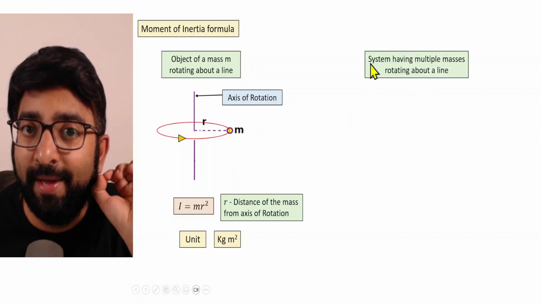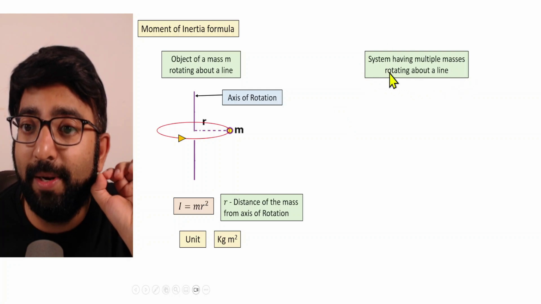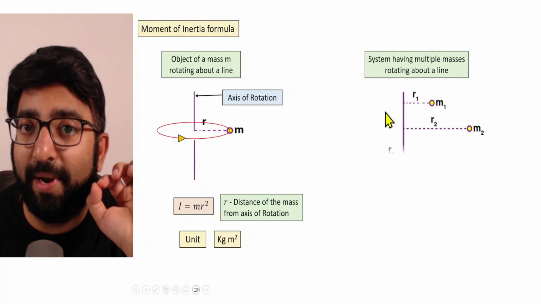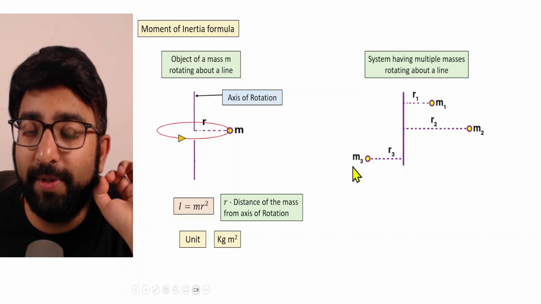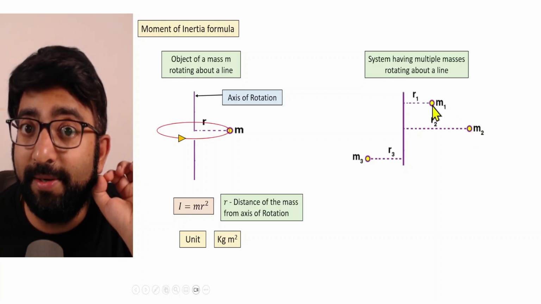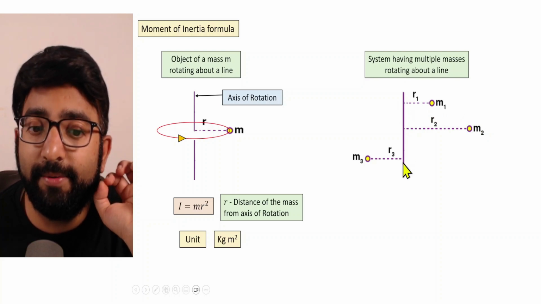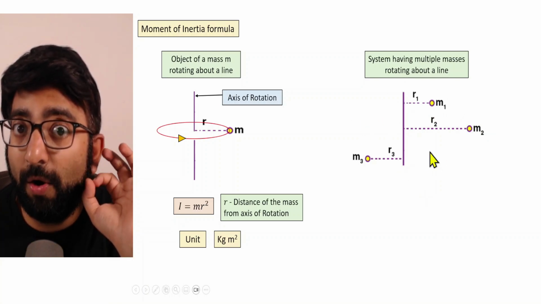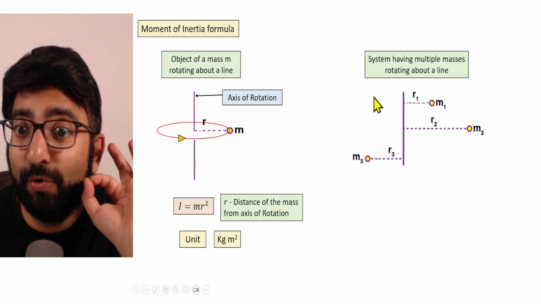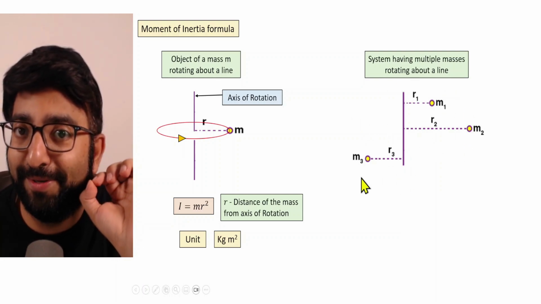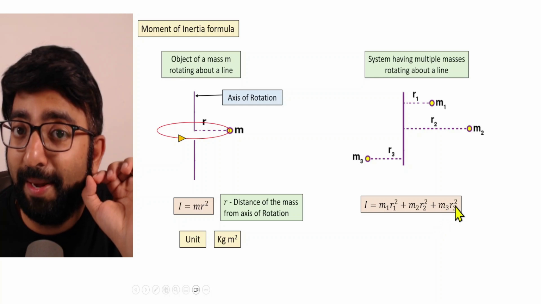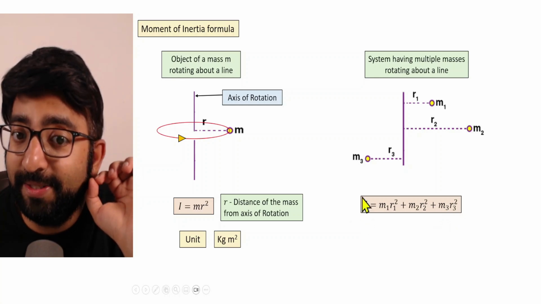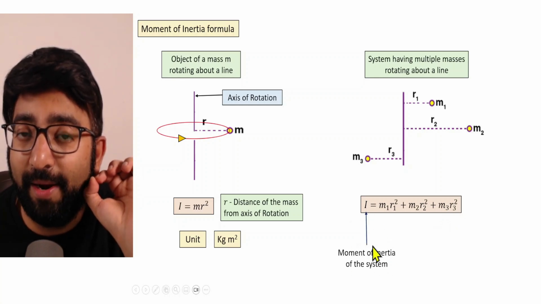Consider another situation, which is a system having multiple masses rotating about the same line. So have a look at this diagram. We have three masses m1, m2, m3. Now each of these masses is at a different distance from this particular line. So how do we find the moment of inertia of the entire system? We will have to add mr square for all the masses. So what do I mean? The moment of inertia formula will look like this: m1 r1 square plus m2 r2 square plus m3 r3 square, where I stands for the moment of inertia of the entire system.